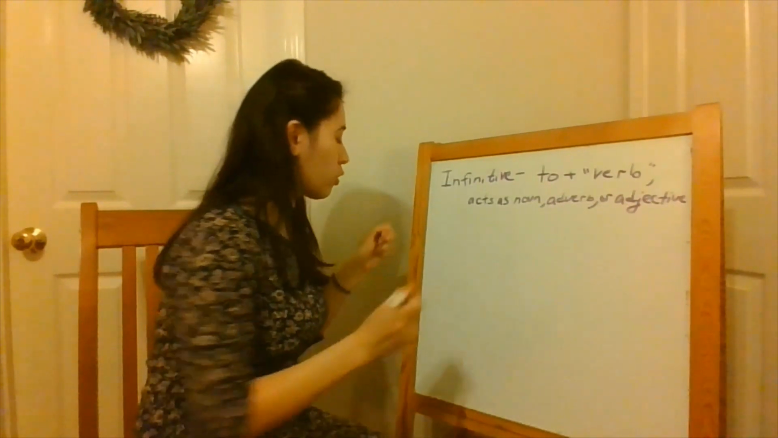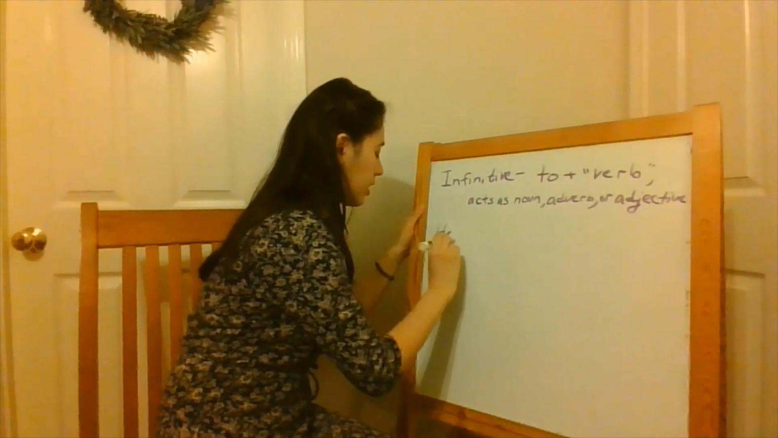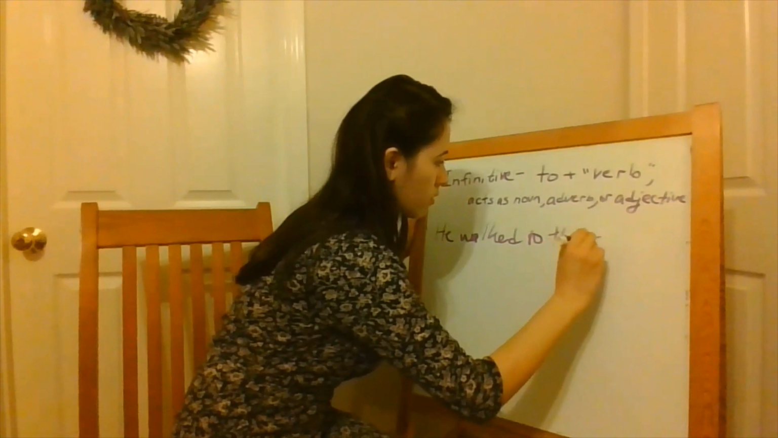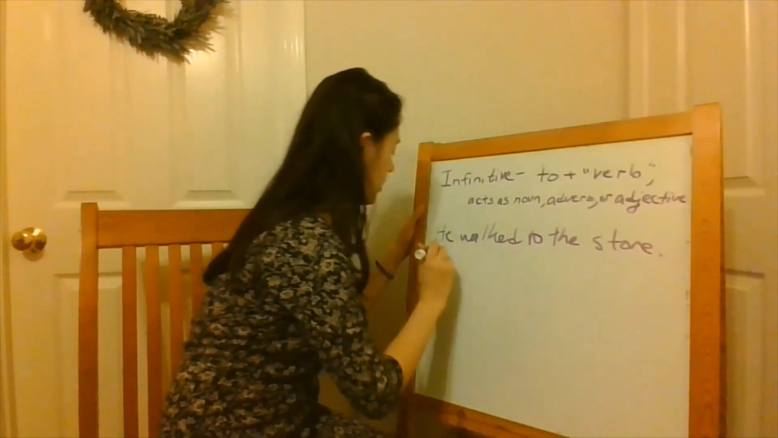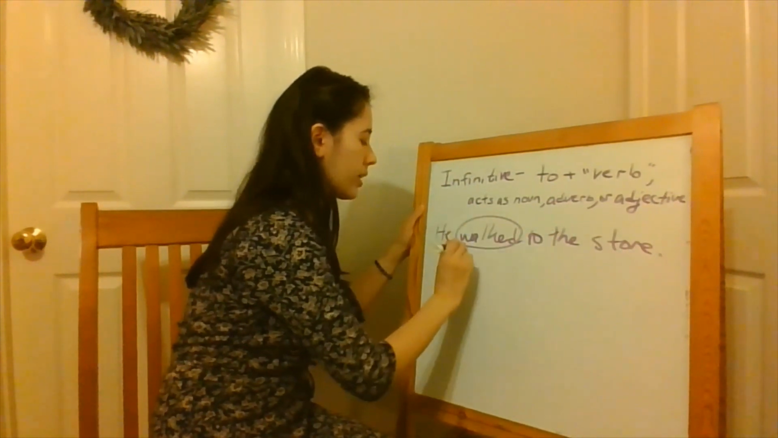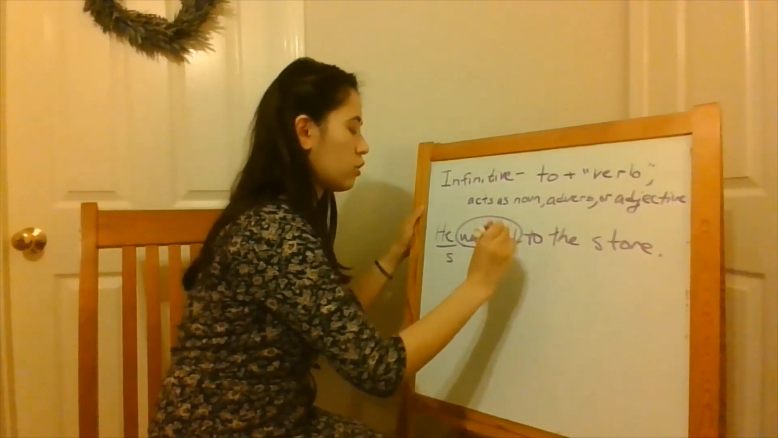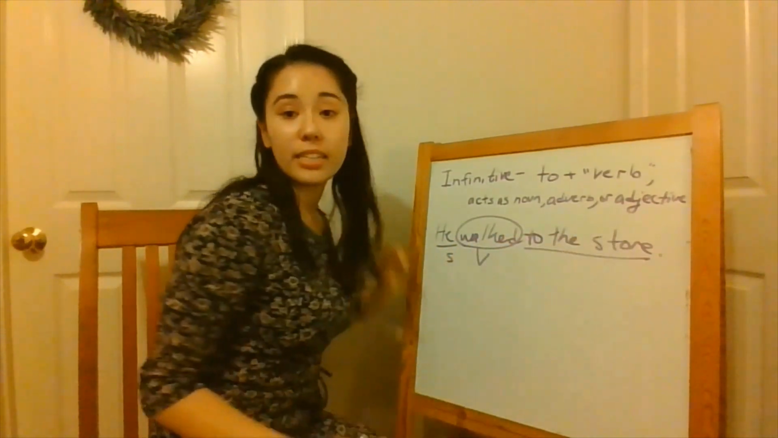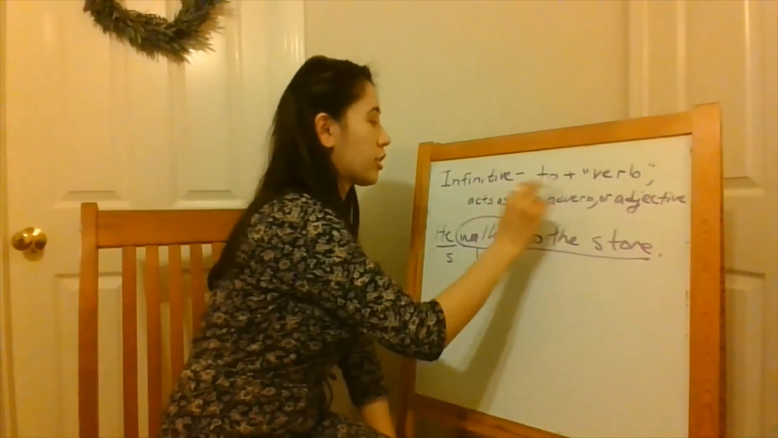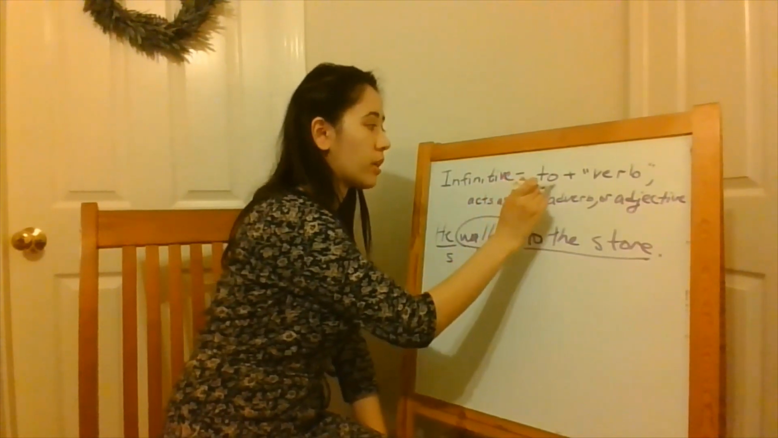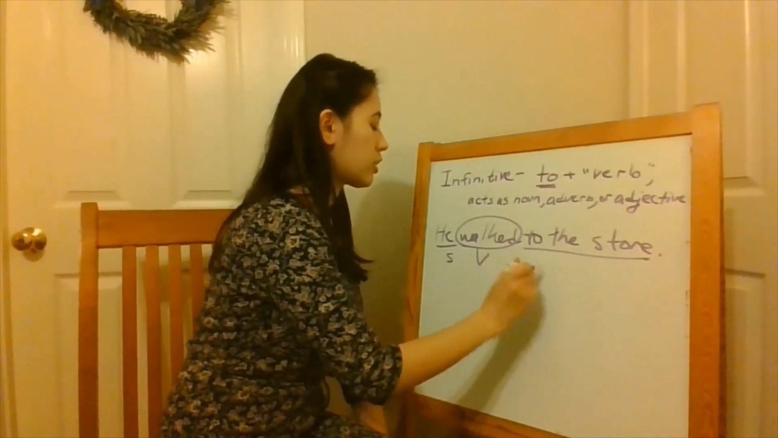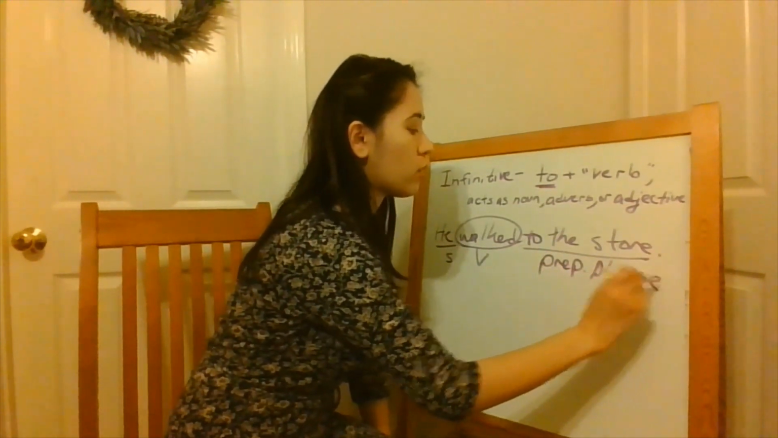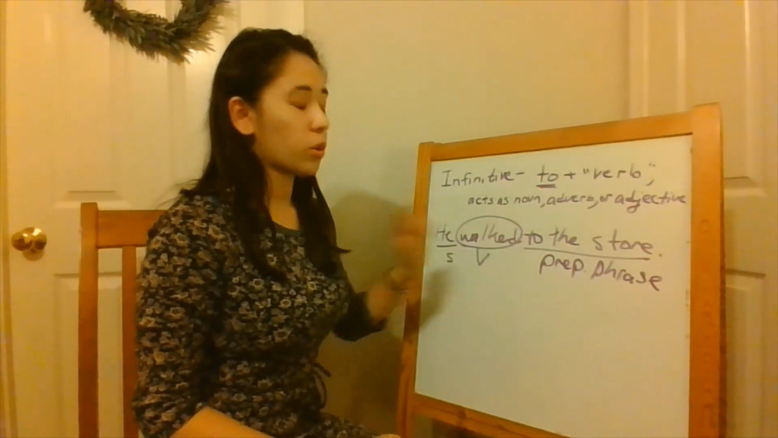So, he walked to the store. So he is our subject, walked is our verb, and then to the store. The store is not a verb, so that should be a key. So what's following the to? It's describing the direction. It is a preposition. This is a prepositional phrase. So make sure that you do not get prepositional phrases using the word to mixed up with infinitives.